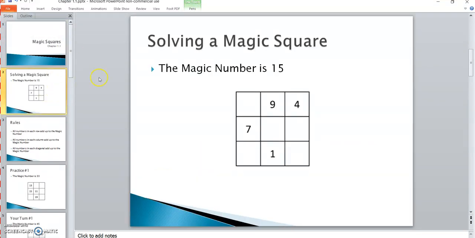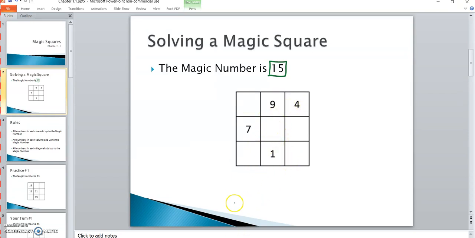And a magic square is a 3x3 grid, which means it has 3 squares across and 3 squares up and down. And there's a magic number that everything has to add to, which is 15 in this case. Now when I say it has to add to 15, what I'm talking about is each row has to add to 15, each column must add to 15, and each diagonal must add to 15.